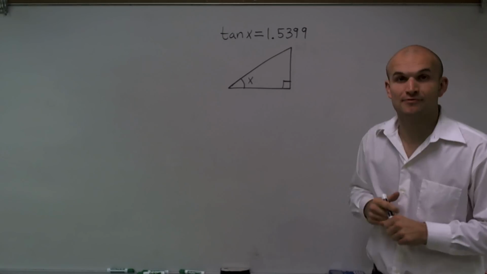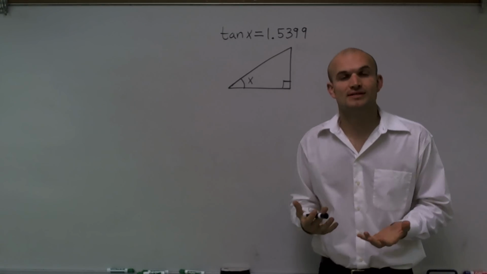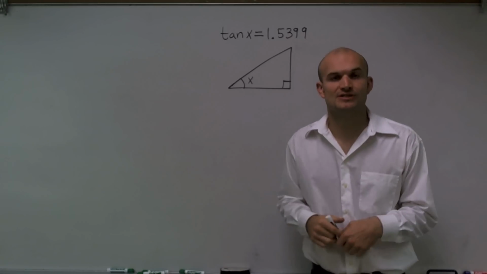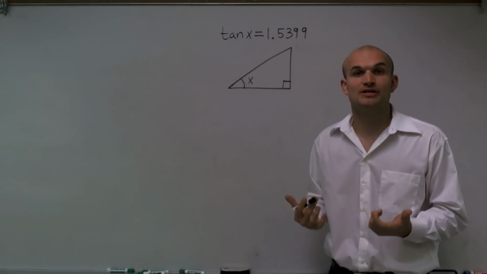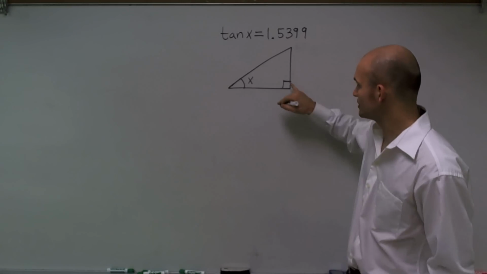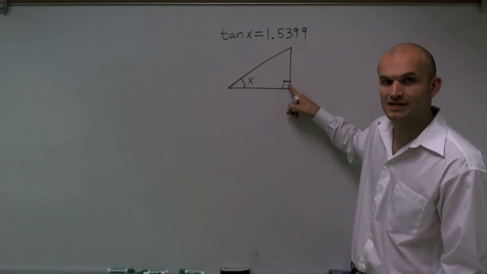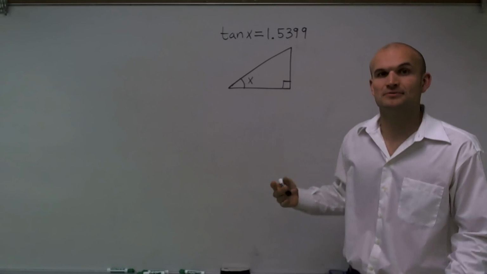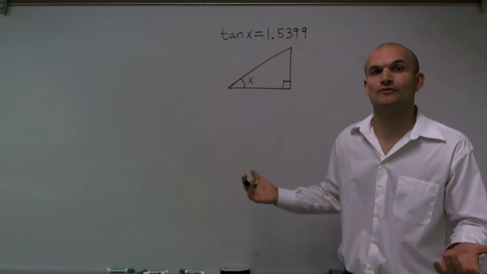Today what I'm going to do is show you the value of x when given the tangent of x equals 1.5399. Now before we can get started, we want to make sure that we can use the tangent function. So to do that, we have to make sure we have a right triangle. And what I do is I notice, since I have this little box in the triangle, that means I have a right angle in my triangle, therefore I have a right triangle.